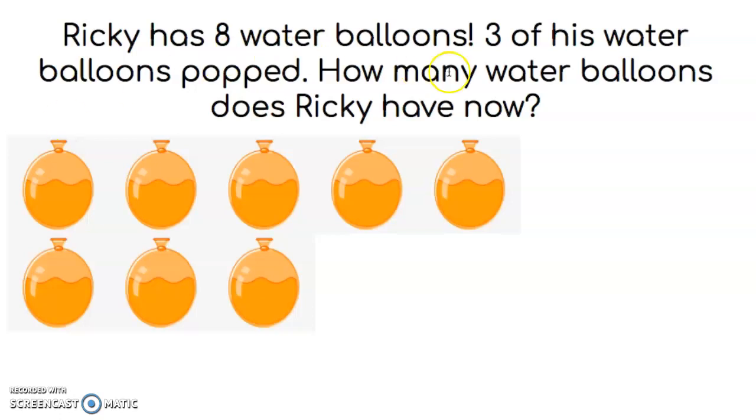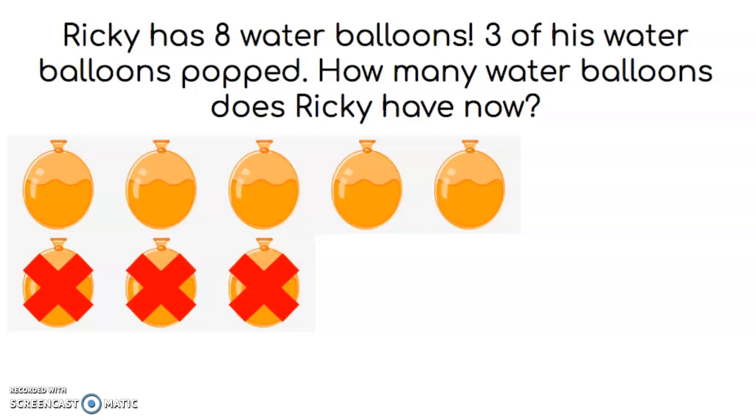So first, let me look back at my problem. How many of his water balloons popped? Oh yeah, 3. So I'm going to X out 3, being sure to start back here just to show that we're moving backwards. This was the last water balloon that I put, so it's going to be the first one that I take away. All right, count those 3 water balloons with me. Ready? 1, 2, 3.